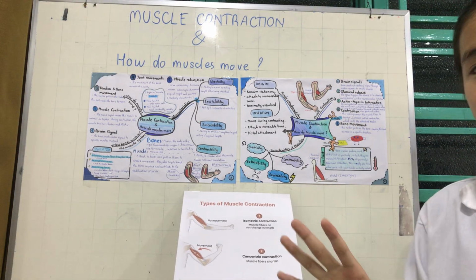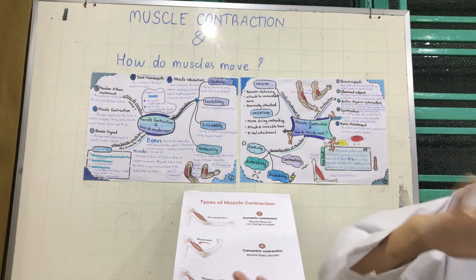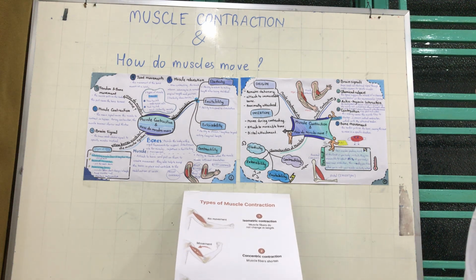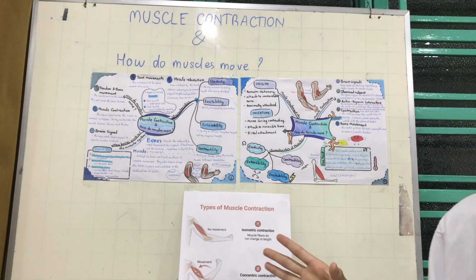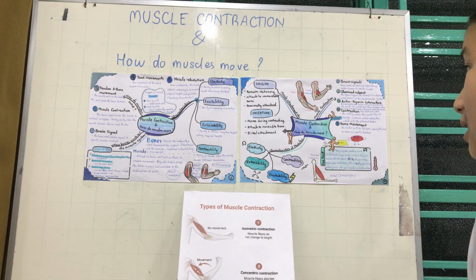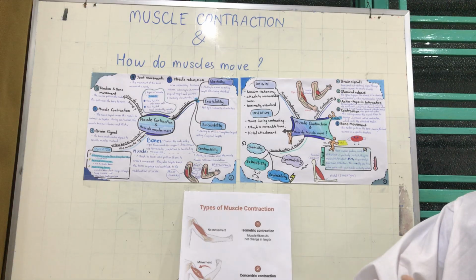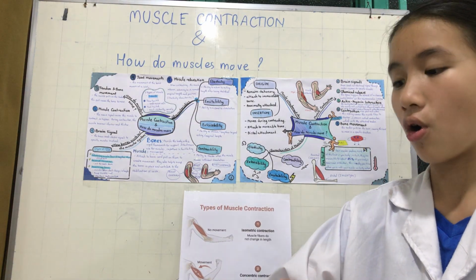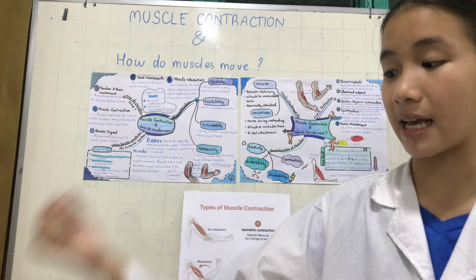The 4th stage is the contraction. This is the main stage. This sliding of the actin and myosin against each other will cause the muscle fiber to shorten in a process called contraction, which pulls the attached tendon. And the tendon, if you recall, attaches the bone to the muscle. So when you pull that tendon, you also pull the bone, and that facilitates movement.